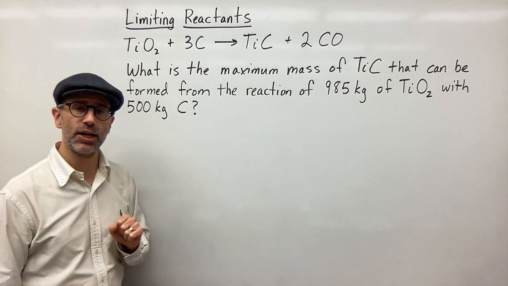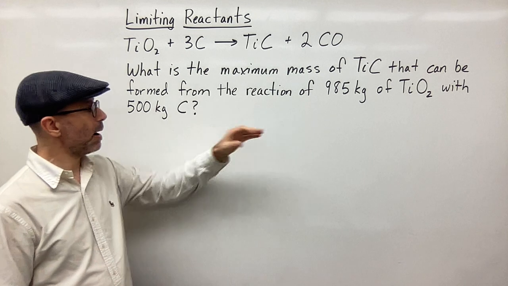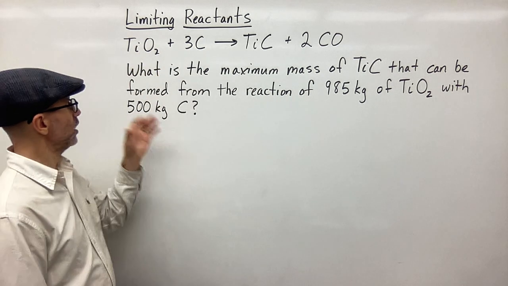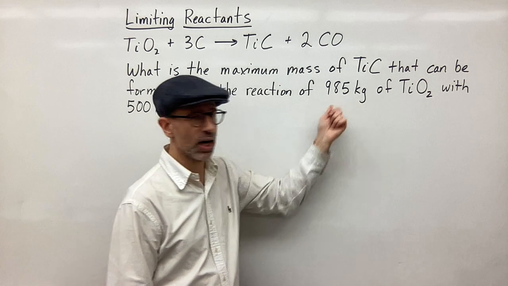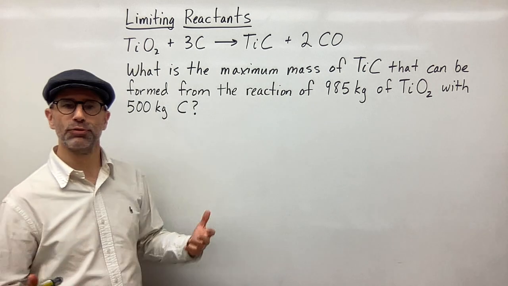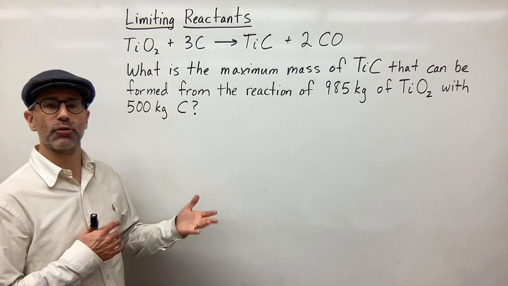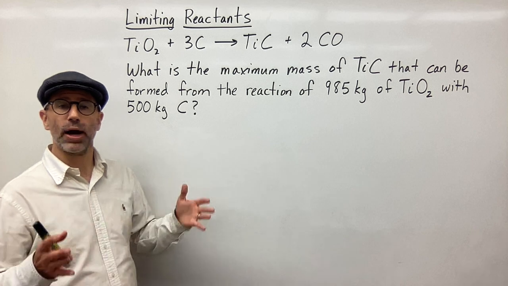So notice here that they have given us two amounts, one for each of our reactants. We have two reactants. They're giving us an amount of one reactant and an amount of the other reactant, and they're asking, well, how much can be formed? Notice they don't say in here that one reactant completely reacts with the other one. So we have no idea.